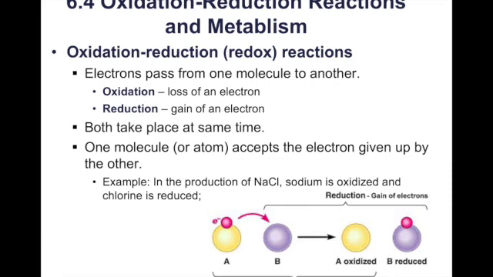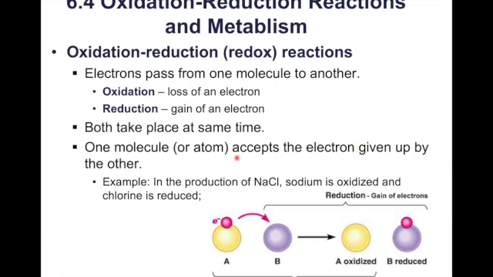So the last thing we're going to talk about in this set of notes is oxidation reduction reactions, also called redox reactions. These are reactions where electrons are being transferred. Oxidation is when something loses an electron, and reduction is the gain of an electron. They are like two sides of the coin. You can't have one without the other. They both always take place at the same time. And one molecule or atom is going to accept an electron that's given up by something else.